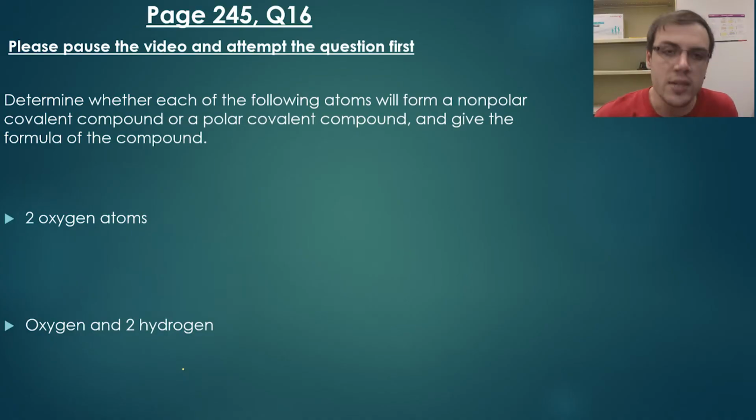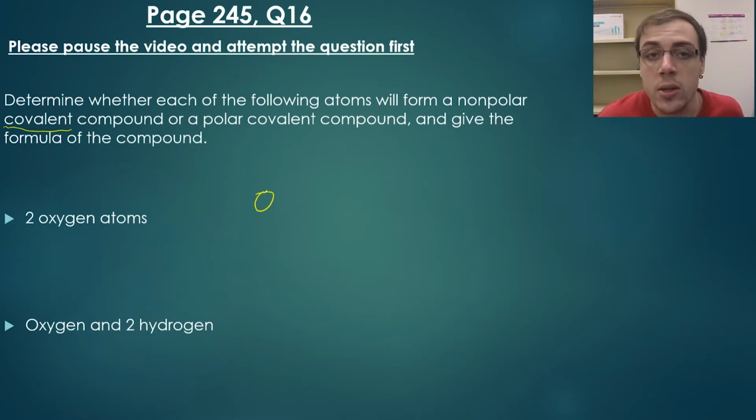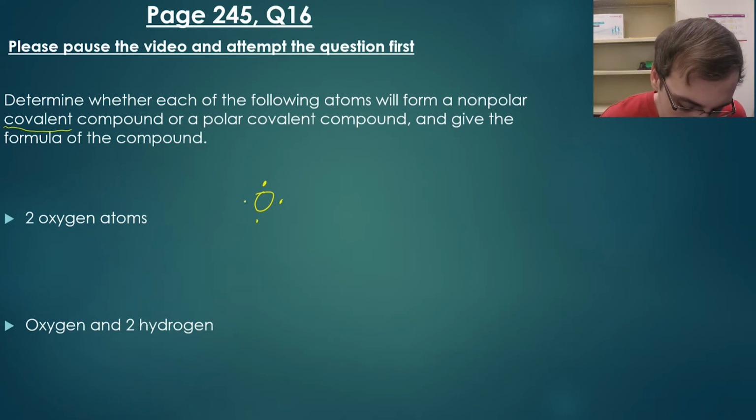Okay, let's move forward now to question 16. The question states, determine whether each of the following atoms will form a nonpolar covalent compound or a polar covalent compound, and give the formula of this compound. So we've got 2 oxygen atoms. Oxygen, as we know, and you can again look at the periodic table, has 6 valence electrons.